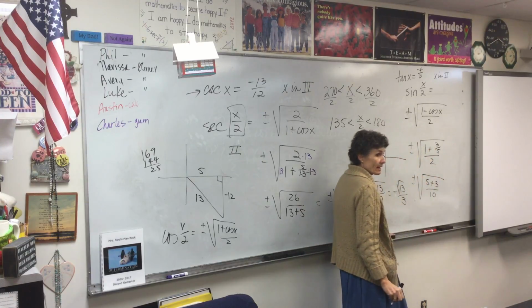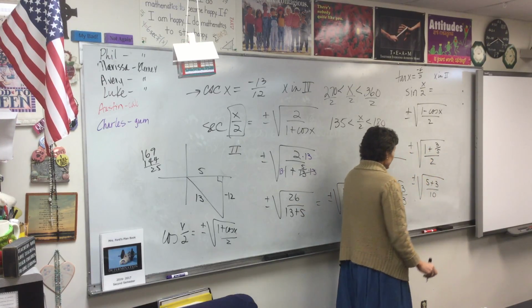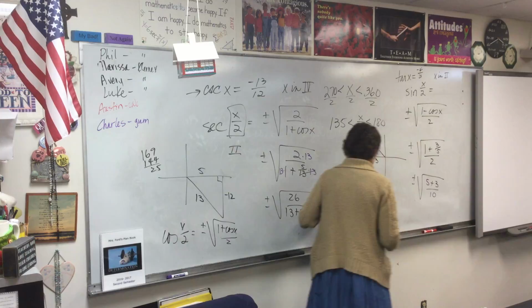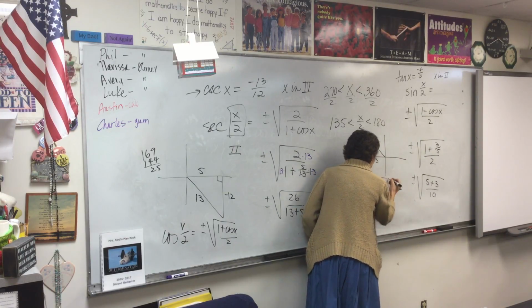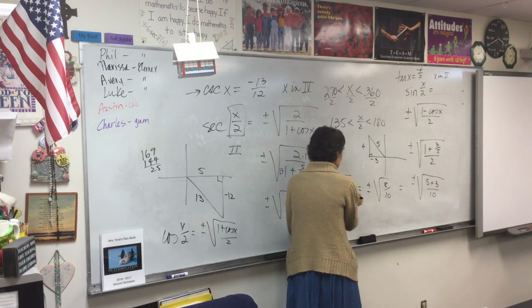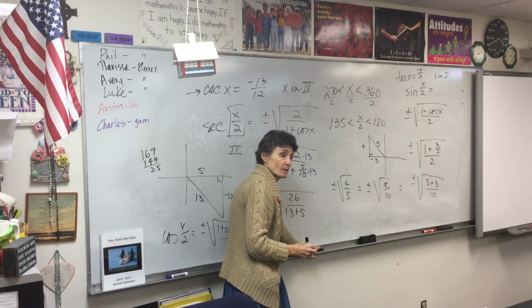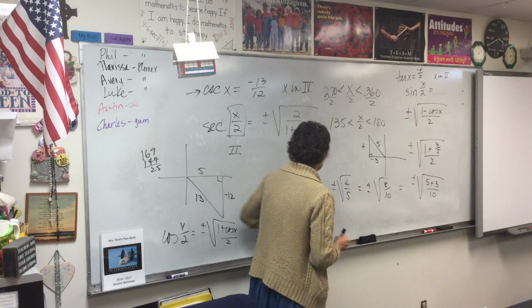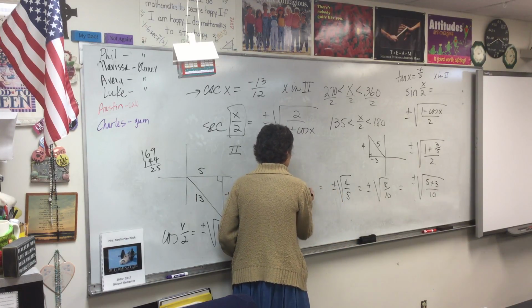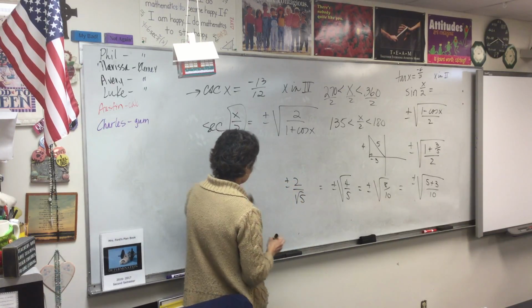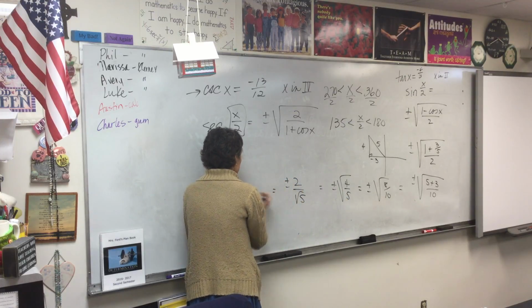Is it okay if I don't write it all down this time? Times by 5, which gives me plus or minus the square root of 8/10, which is plus or minus the square root of 4/5. I'm going to go ahead and reduce. Doesn't help me as much this time because I still have a radical on the bottom, don't I? So it's going to be plus or minus 2 over root 5, which is going to be plus or minus 2 root 5 over 5.